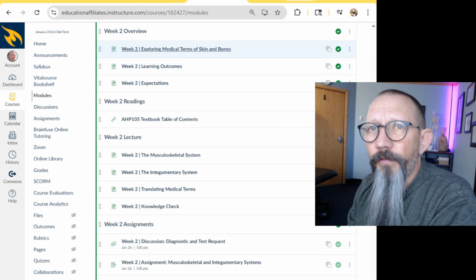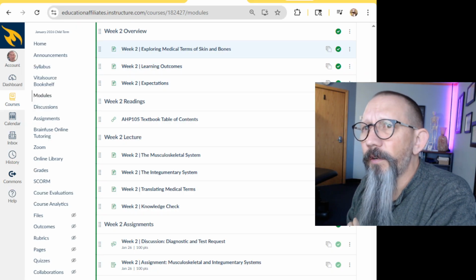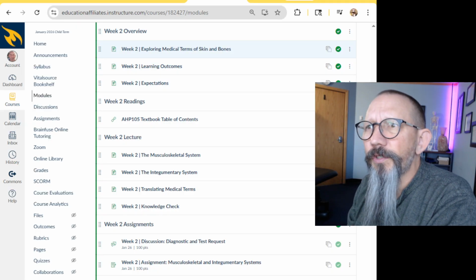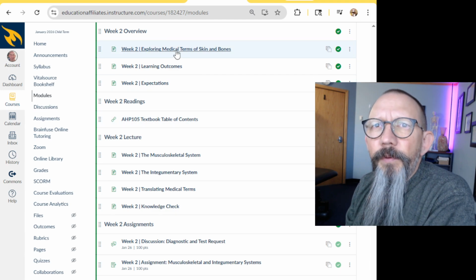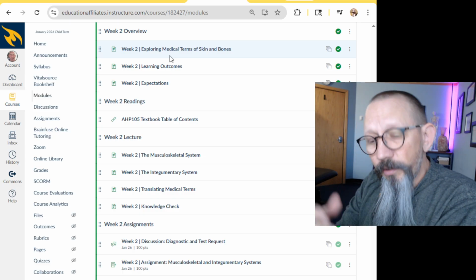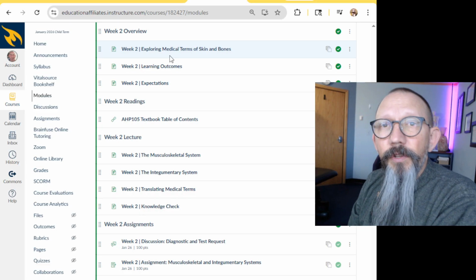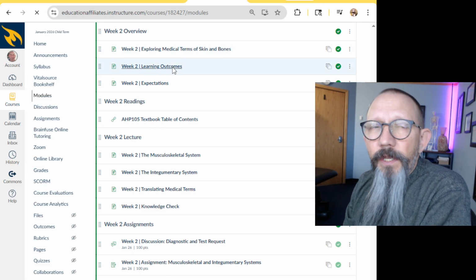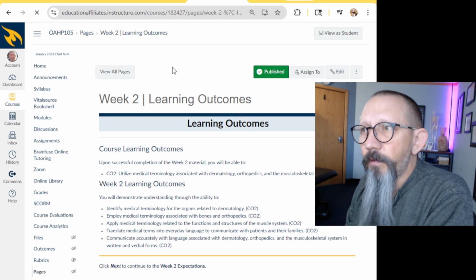We have the week overview. As you can see, you can't really see my cursor, unfortunately, can we? Yeah, there we go. There's my cursor. And we can see exploring medical terminology of skin and bones, right? So the musculoskeletal and integumentary. Learning outcomes. Let's check the learning outcomes here and see what we want to get into and want to understand with this kind of stuff.